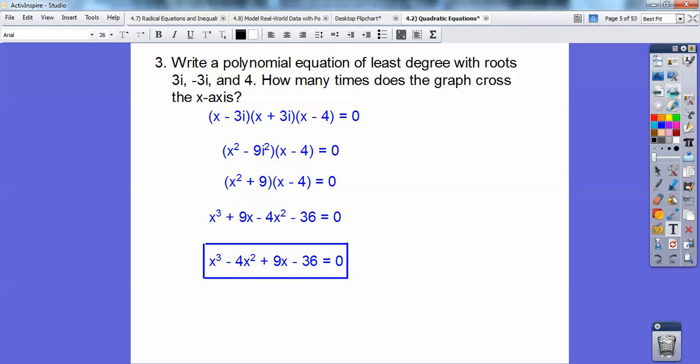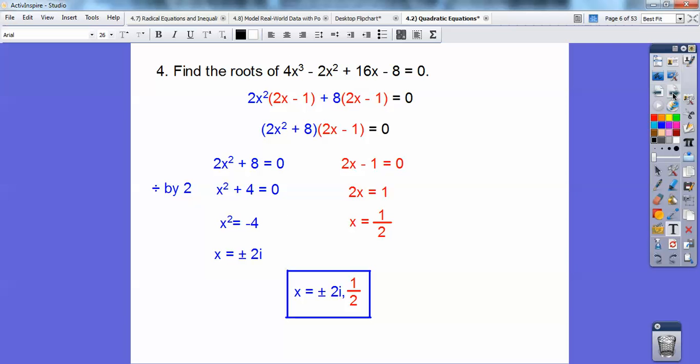And finally, number 4, find the roots of this. The only way you can so far, until we get to the rational roots theorem, which is later, is to factor this. So you can GCF out of these two terms a 2x squared, and when I pull a 2x squared out, I'm left with 2x plus 1. Out of these two, I can pull an 8 out, and I'm left with 2x plus 1.